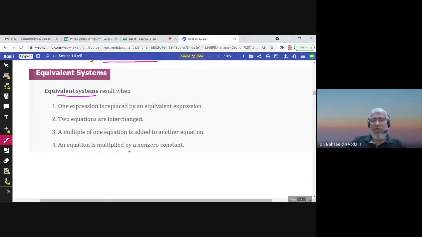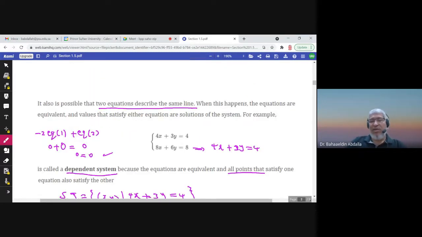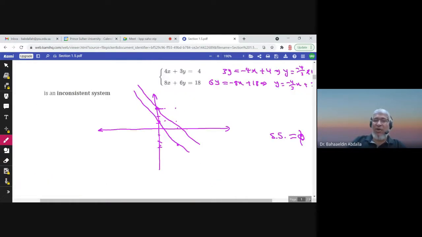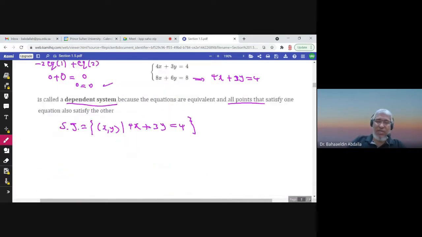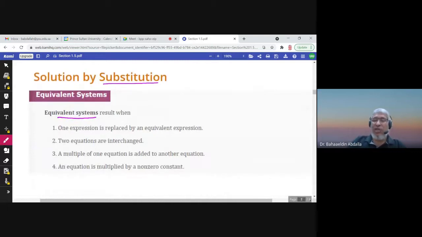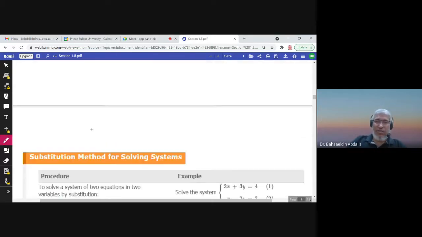An equation is multiplied by a non-zero constant. If you multiply the equation by any number, 2, 3, 4, this will not change the system. For example, here we multiplied the second equation by half, or we divided by 2. This doesn't change the solution of the system. So we have to understand what are the things we can do in the systems that will not change the solution of the system. So we call them equivalent systems.